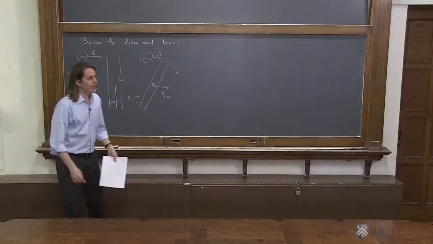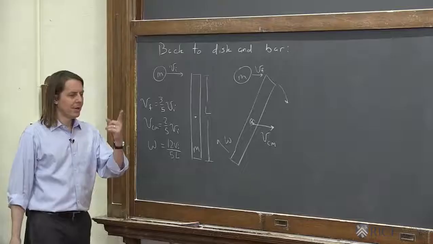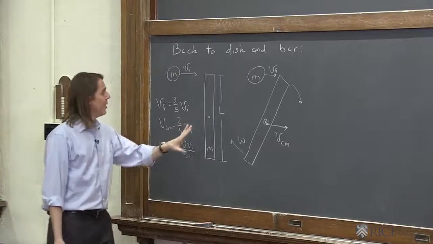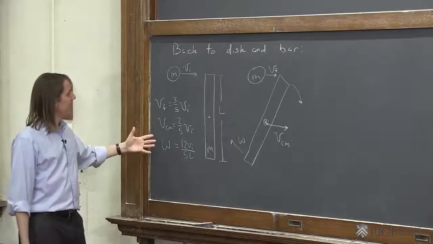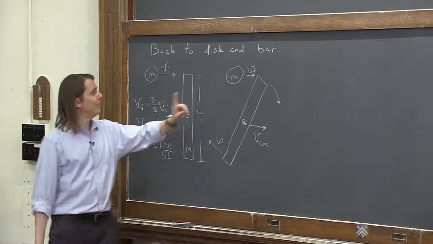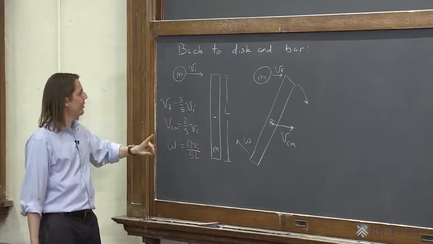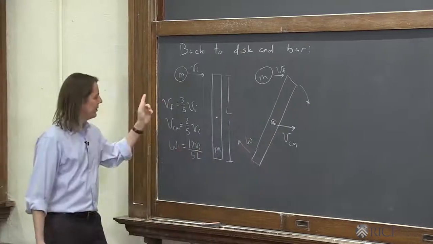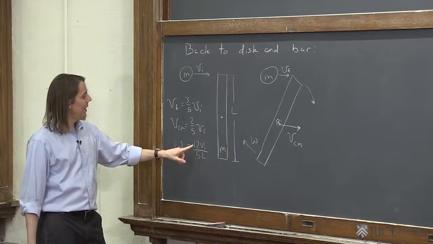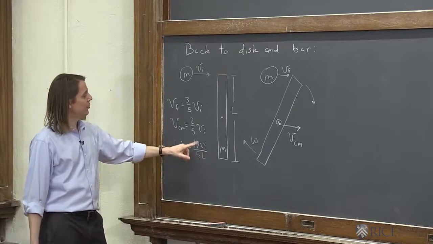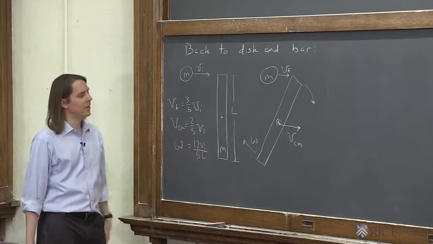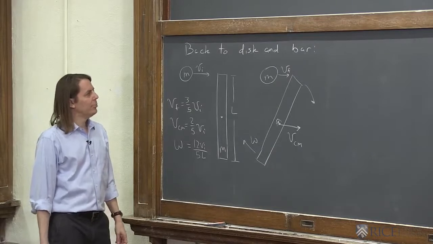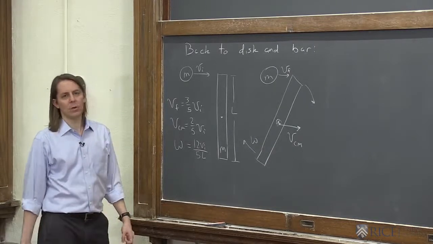So we did it by conserving both translational momentum, angular momentum, and kinetic energy. We solved this problem, and here are the answers that we got: the final velocity of the disk is 3/5 the initial velocity. The final center of mass velocity of the bar is 2/5 the initial, and then there's omega, how omega depends on the initial velocity and the length. Done. Whew, okay. But now, there's another thing you could worry about.